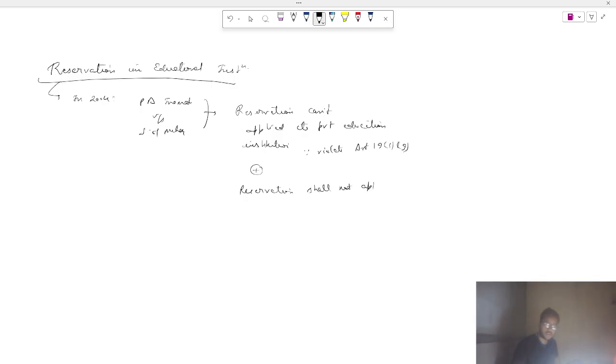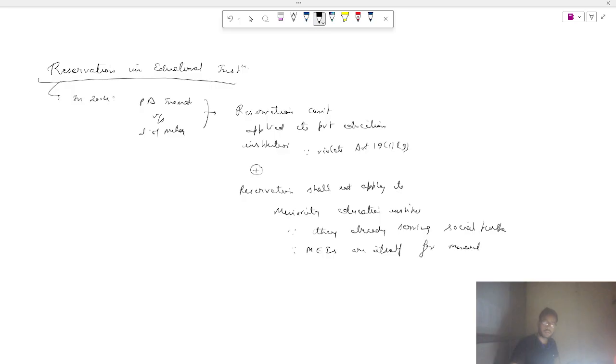Plus, the Supreme Court also stated that reservation shall not apply to minority educational institutions. Why? Because they are already serving for the upliftment of the backward class, because they are already serving a social purpose, and because minority educational institutions are themselves for the minority community. So therefore reservation will not apply to minority institutions.